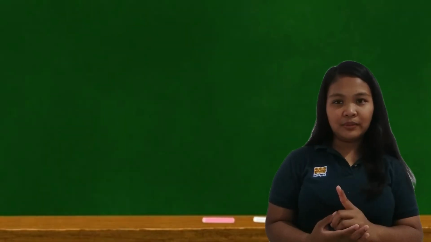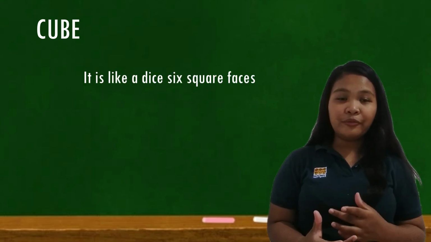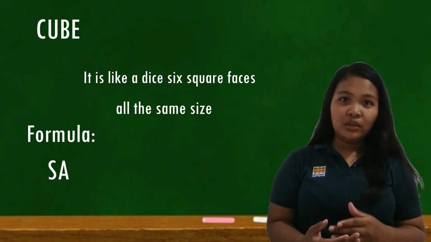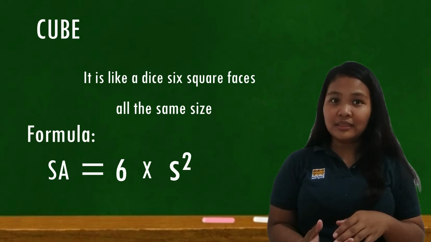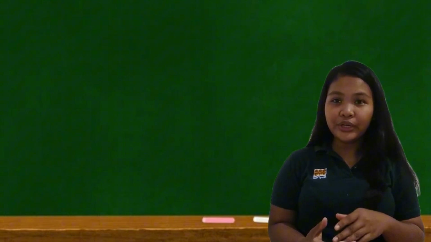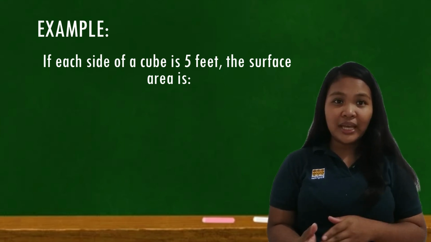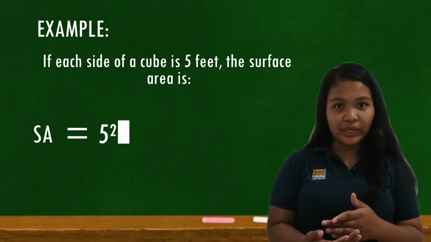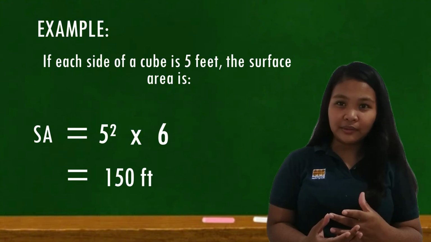The first example is the cube. A cube is like a dice, 6 square faces, all the same size. To find the surface area, we use the formula 6 times s squared, where s is the length of one side. For example, if each side of a cube is 5 feet, to get the surface area, we have to get the product of 5 squared, then multiply it by 6. Then we get 150 square feet.